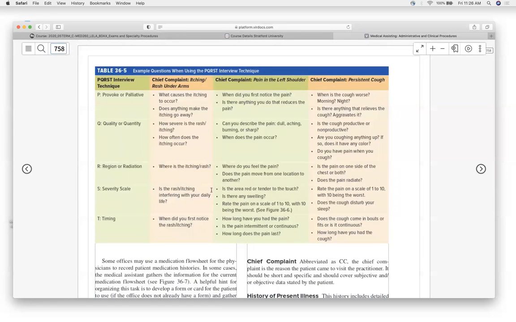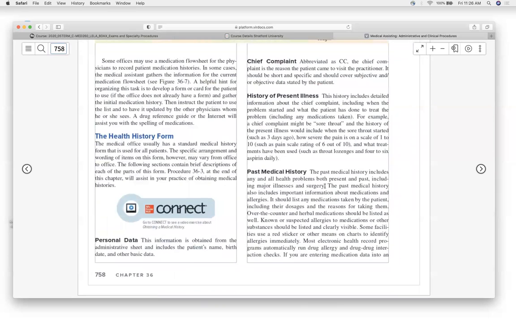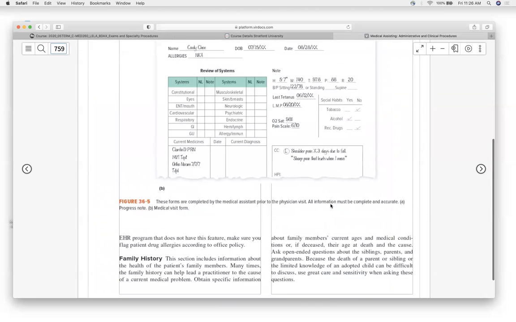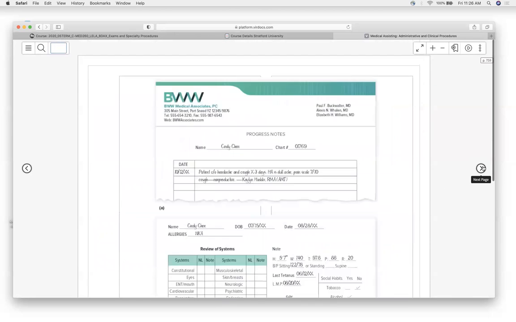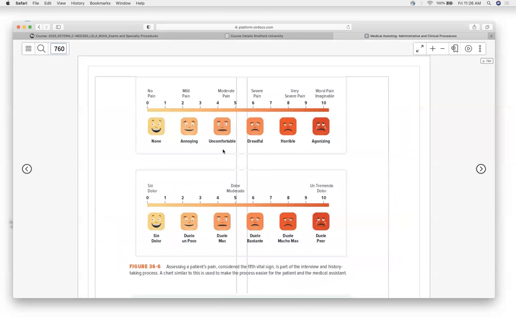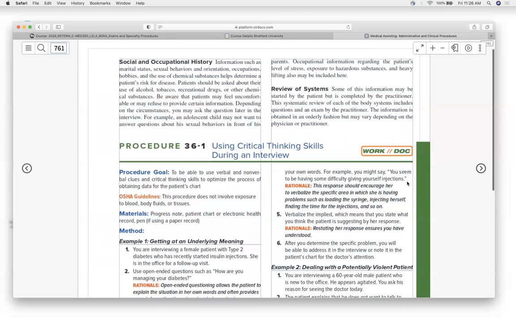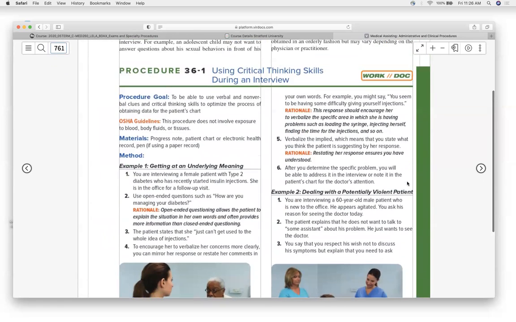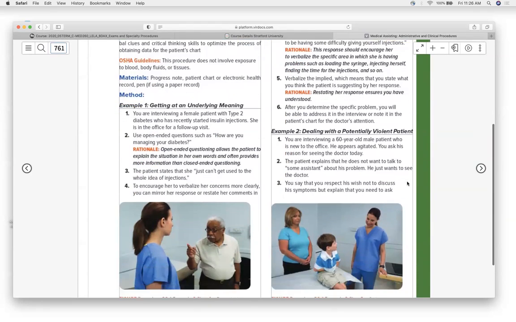Here's another PQRST, which is nice to look at, and what kind of questions you could ask. Chief complaint, we went over that. Family history, we went over that. Here's the pain scale, and maybe you've seen this in a chart. The patient is asked to circle the one they feel best describes their pain. And remember, that's highly subjective. Take a good look at these procedures at the end.